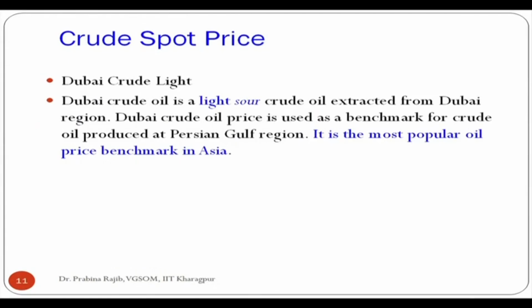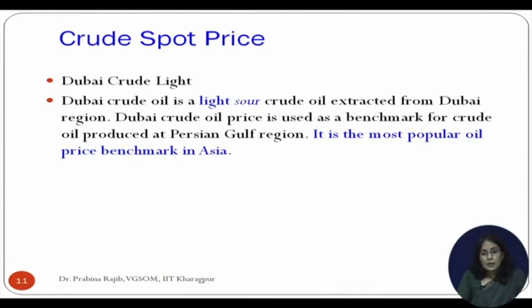Okay, the fourth crude marker is the Dubai crude light. Dubai crude light is a light sour crude extracted from the Dubai region, and this particular crude oil price is used as a benchmark for crude oil produced from the Persian Gulf region. This is one of the most popular oil price benchmarks in Asia. Most of the buyers and sellers from Asia, specifically most of the sellers from Asia, price their crude output with respect to the Dubai crude light.